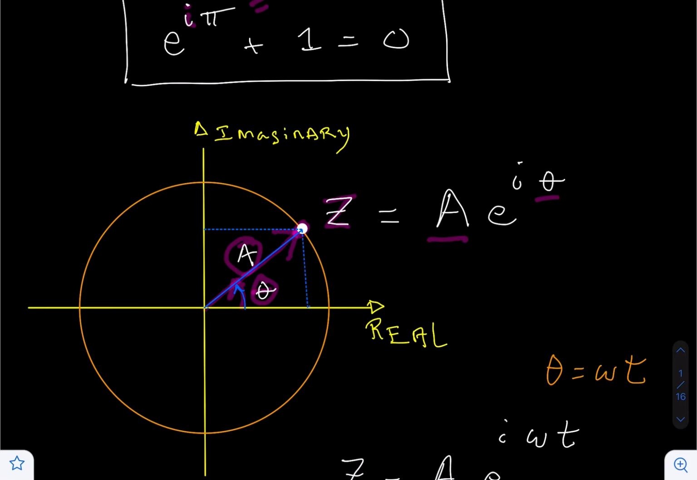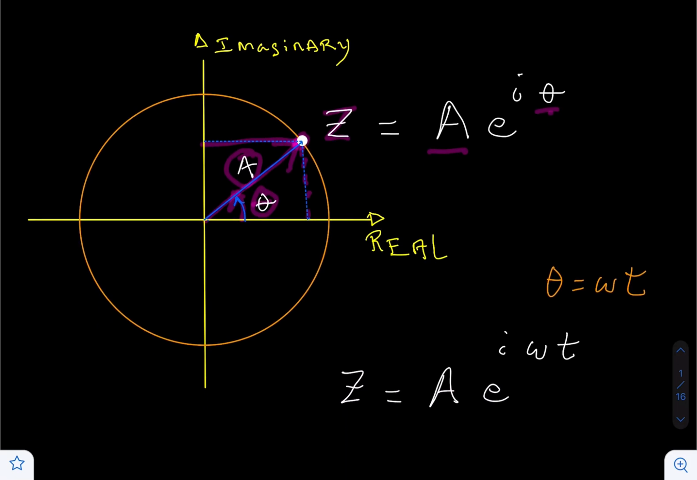And Euler's identity says that the x coordinate, or the real coordinate, is the cosine of that angle, and the y, or imaginary coordinate, is the sine of the angle. So now, if you substitute the angle theta by something that rotates at a constant frequency, omega over time, then this point just goes around in a circle at a constant rate, round and round and round.